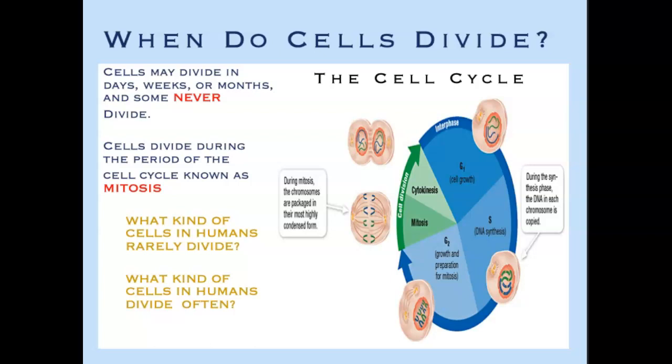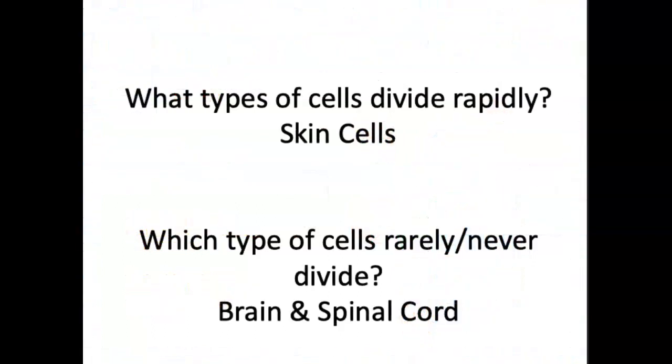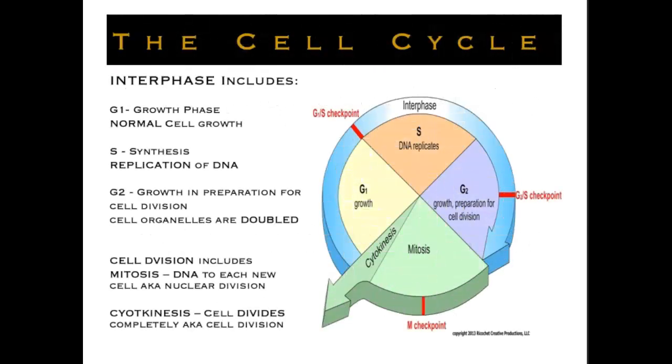This is an overview of the cell cycle. Please remember, the cell cycle and mitosis are two separate things. The cell cycle is the whole life cycle of the cell. Mitosis is only when the cell is dividing. So what types of cells divide rapidly? Skin cells are a classic example of that. Your brain and spinal cord cells rarely or never divide because they are stuck in the G0 phase of the cell cycle.